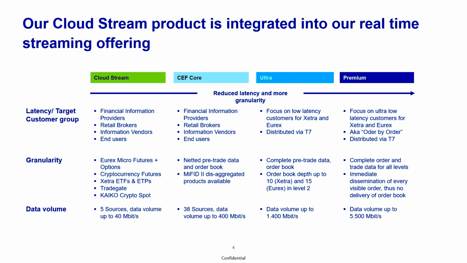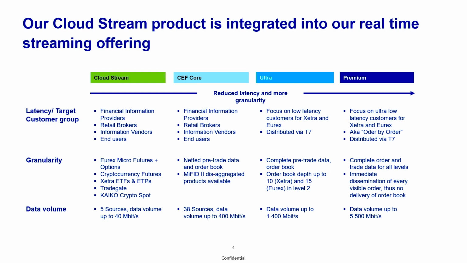And then the green one, the cloud stream. It's for a similar customer group, but it's very tailored. So we don't have these big markets like Xetra or Eurex on this platform. We only have tailored smaller feeds. So we have the Eurex micro futures and options. We have cryptocurrency futures. We have Xetra ETFs or ETPs. TradeGate is there, or Kaiko, the crypto spot. And here it's running 24/7. It's by default a global solution.